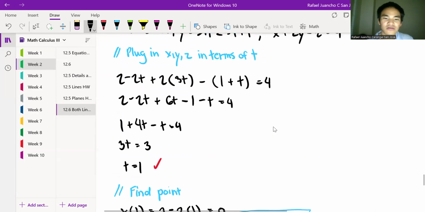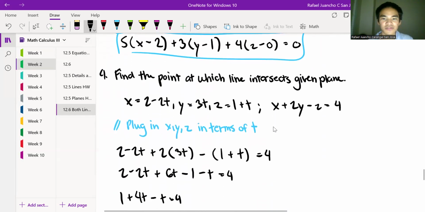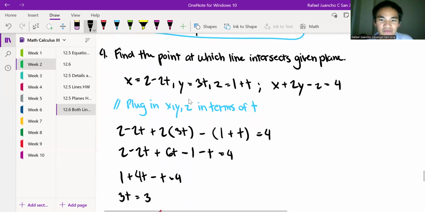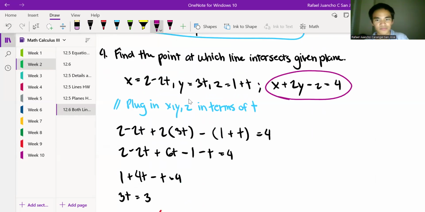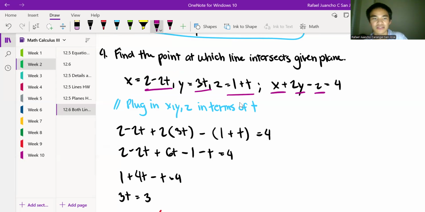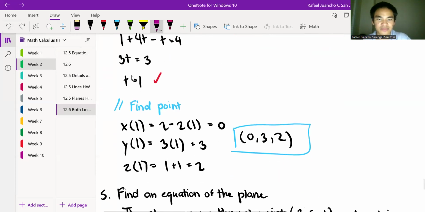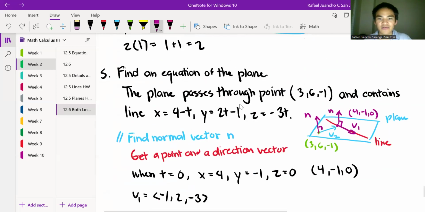Anyway, okay, let's go through this next one. So here now, we want to find the point at which the line intersects the given plane. This one's pretty easy, so I'm gonna skip it. We have a line. We have a plane. What do we want? The point. So plug this into this, we get the t, and then we plug the t back here to get x, y, z. And then that's it. Done.